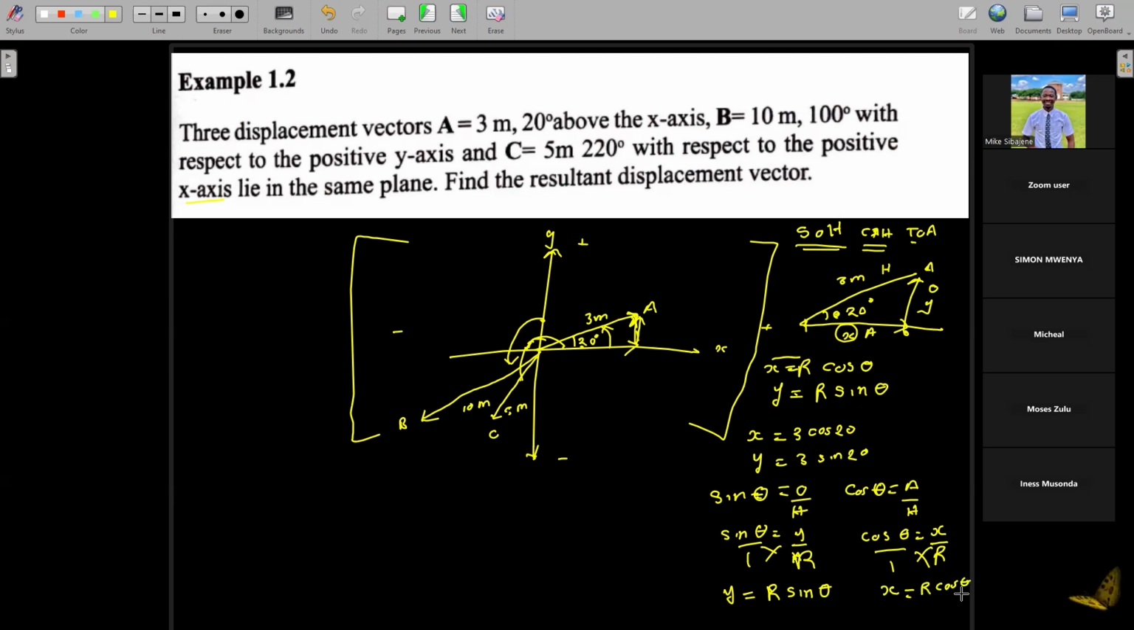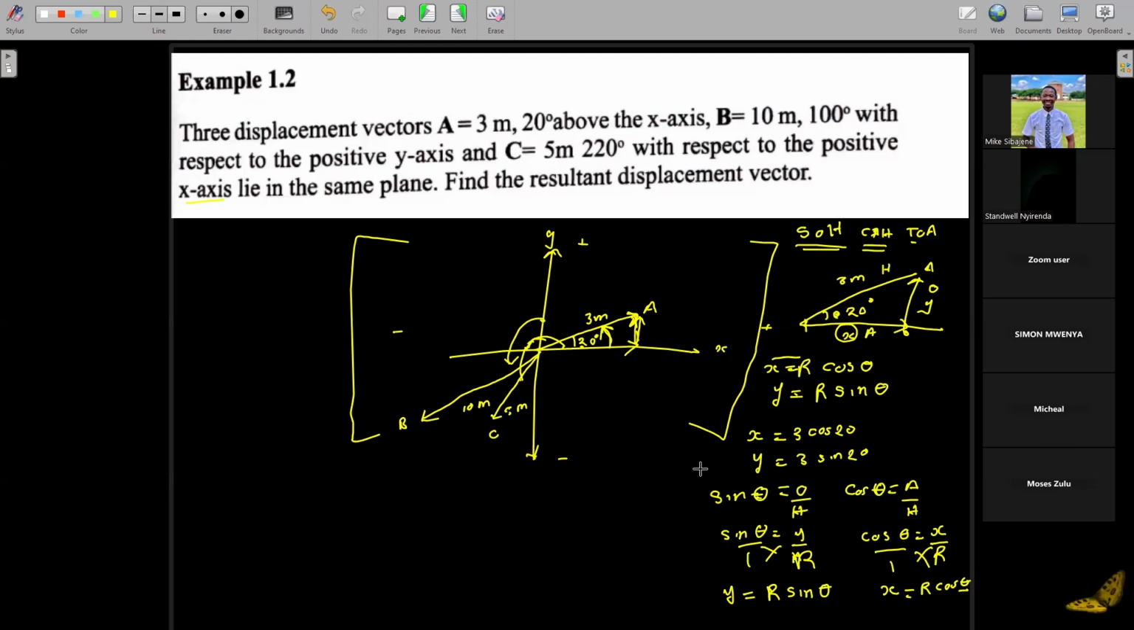So we just replace where there's theta. The theta is the angle from the positive x-axis, we always take the angle from the positive x-axis, which is 20. And the r part is this part, which is 3 meters. Okay, any question from there? I hope you are clear.